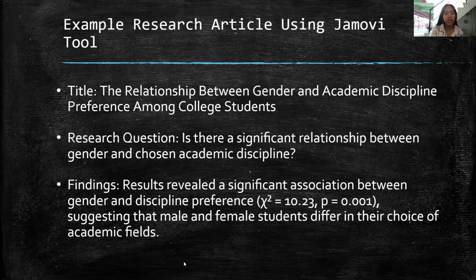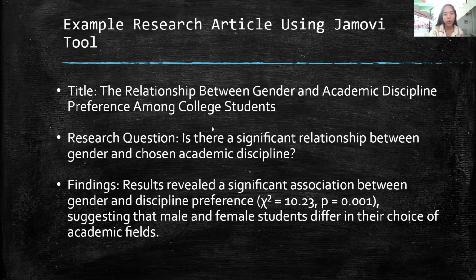Next is an example research article using the Jamovi tool. The title that I got from my research is The Relationship Between Gender and Academic Discipline Preference Among College Students. This is the research question that was raised: is there a significant relationship between gender and chosen academic discipline? So, are the variables gender and the chosen academic discipline related to each other or not? That's what we're going to find out.